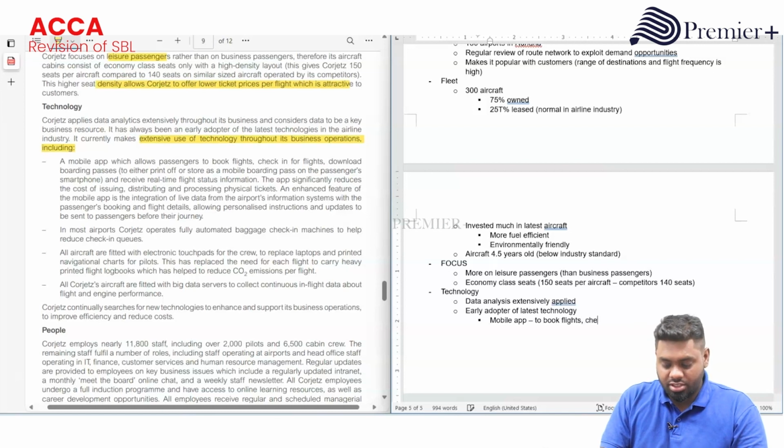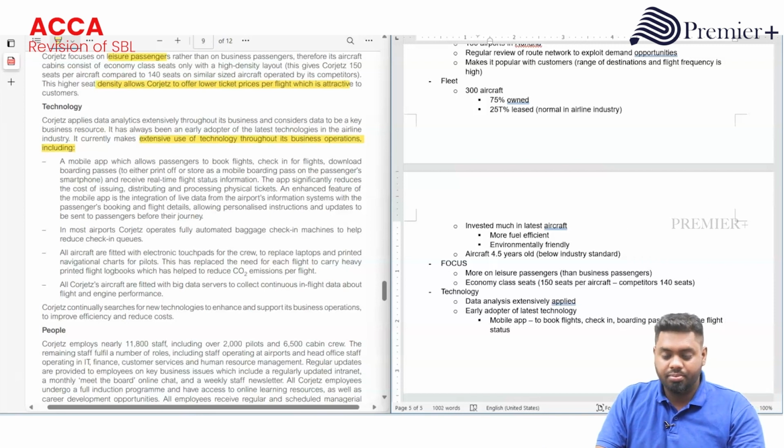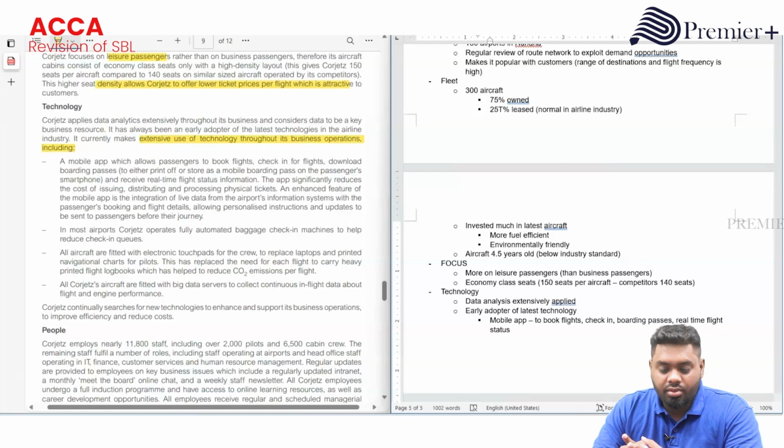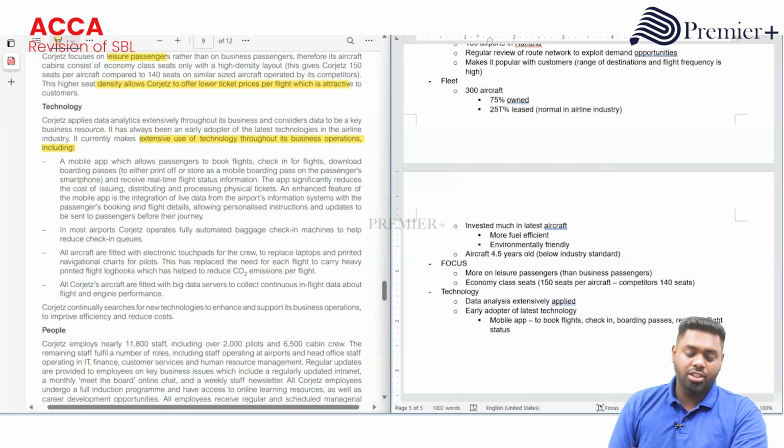So we have book flights, check in, boarding passes, real-time flight status. The app significantly reduces the cost of issuing, distributing, and processing physical tickets. An enhanced feature of the mobile app is the integration of live data from the airport's information system with the passengers' booking and flight tickets, allowing personalized instructions and updates to be sent to passengers before their journey.